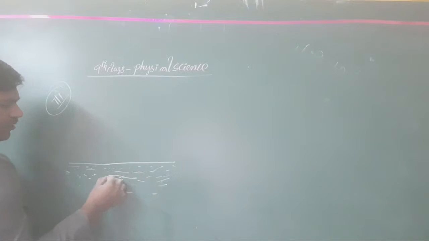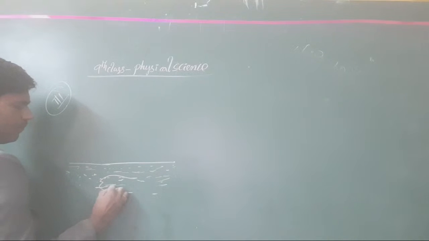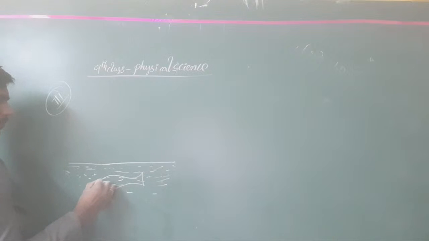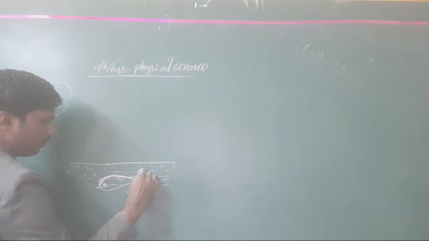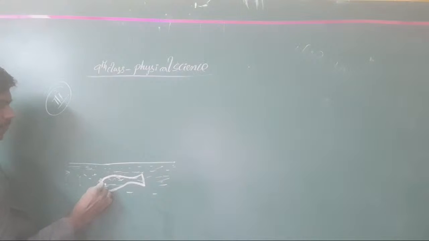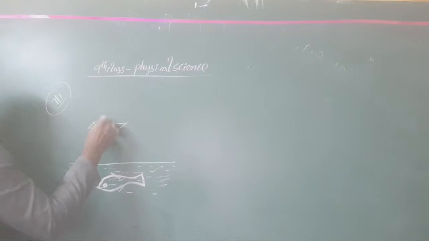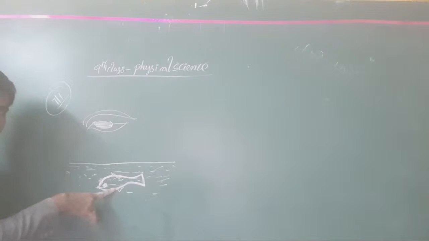Here, suppose the fish is here. Clear or not, all the students? Here the fish is there. Okay, got it or not? If we want to shoot, the fish will appear to our eye somewhere here. Yes, we observe it with our eye, but that is not where it actually is. The actual fish position is here.